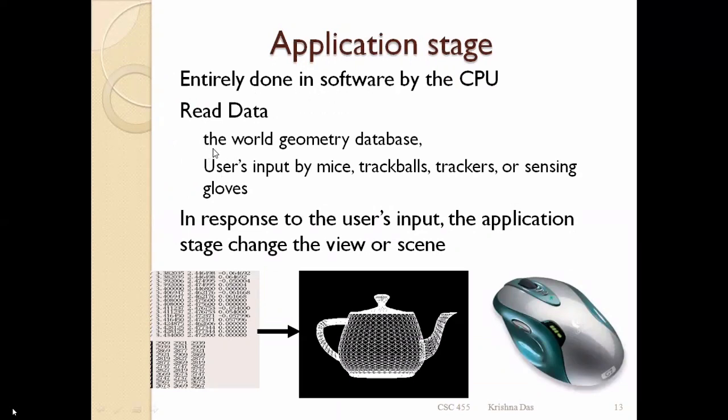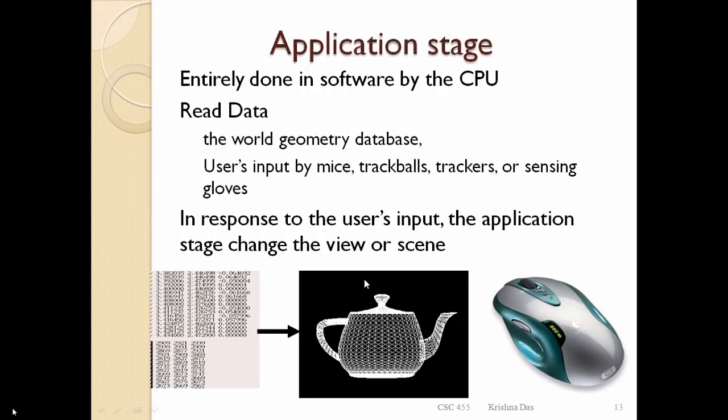They are reading data, the world geometry database. You may give the input through your mouse, trackball, tracker, sensing gloves, and so on. Through that you are creating the data, the values for creating the object. So through the user's input, whenever you give it to the application stage, the changes in the view are seen.